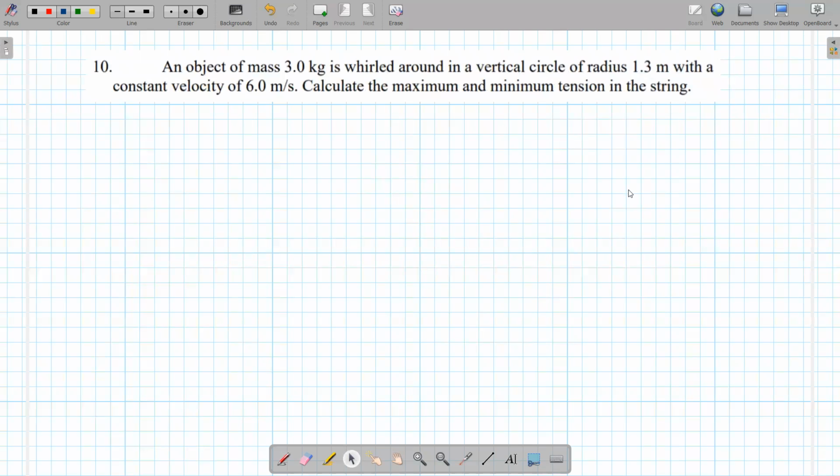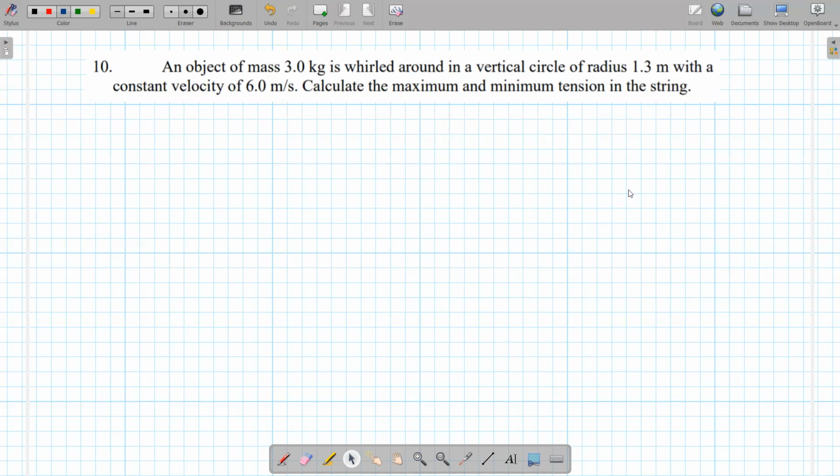So there's an object swirling around, and it says find the maximum and the minimum tension in the string. How do we go about doing this? What's the first step? So we just draw it first? If you draw the free body diagram, where do you think the object would have the maximum tension, and where would it have the minimum tension?